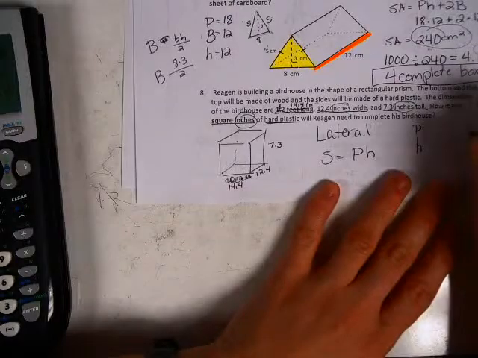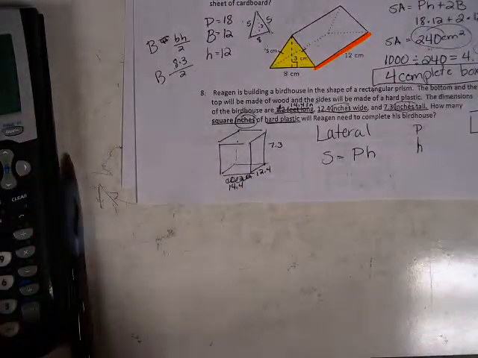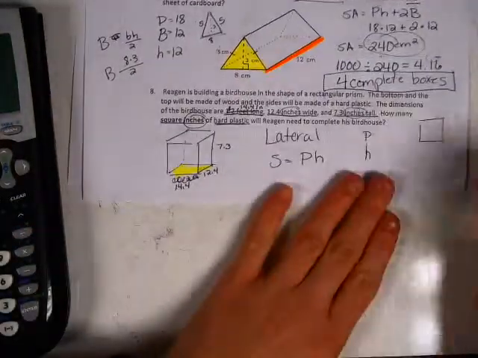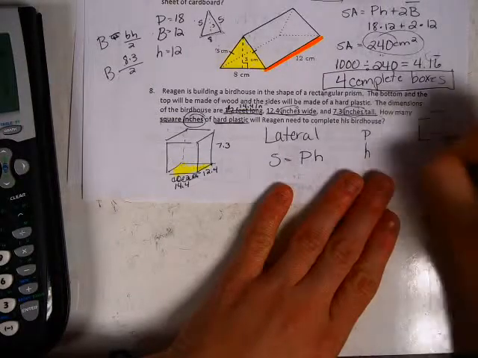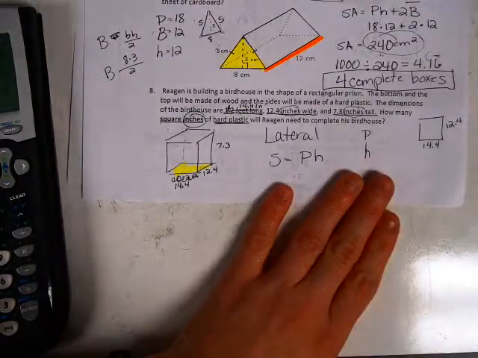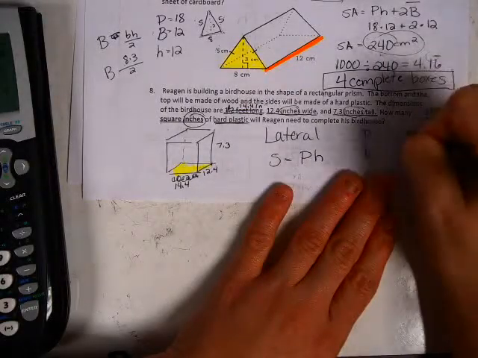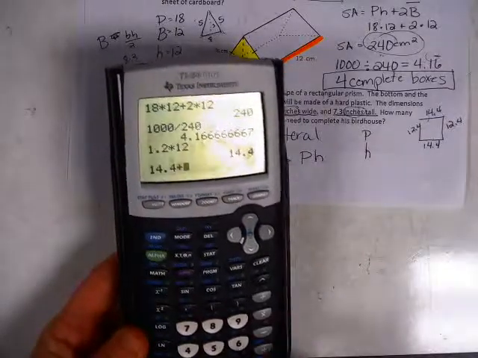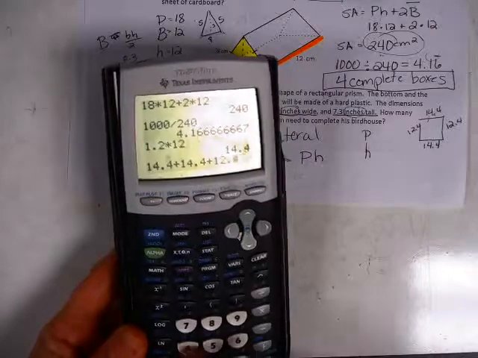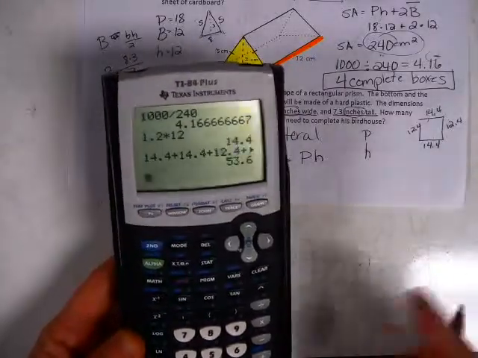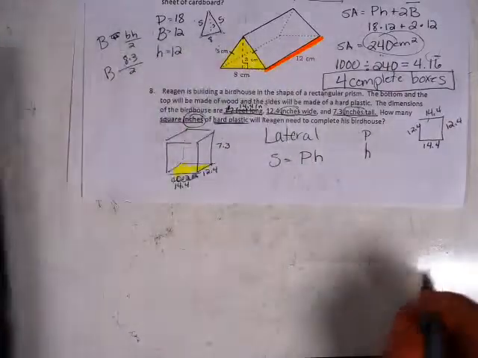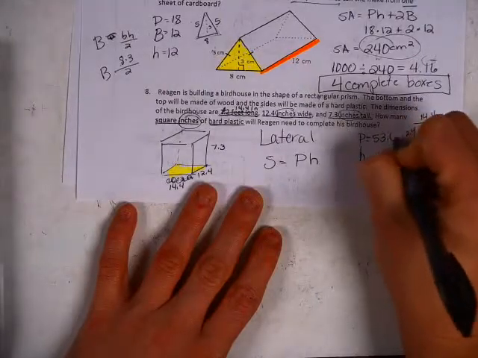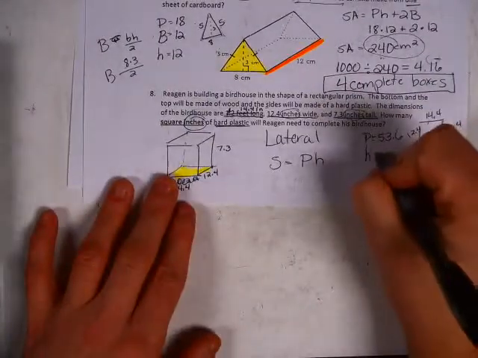Okay, sketch the bottom of your figure, which is this right here. So, sketching your figure, this is 14.4, this is 12.4, 14.4, 12.4. So, add that up. Okay, 53.6. And then the height is 7.3.